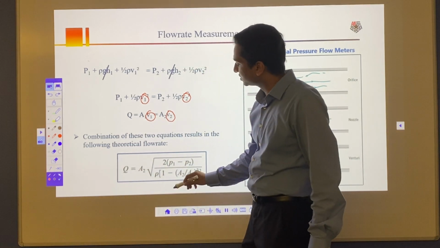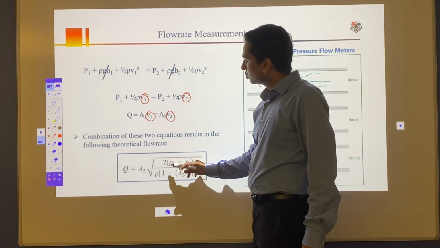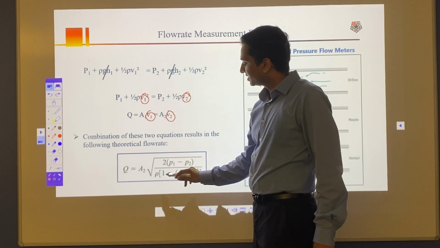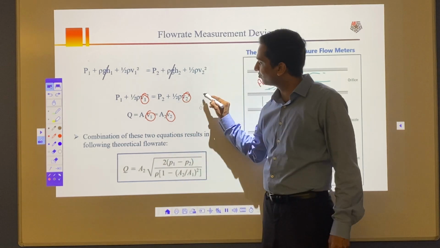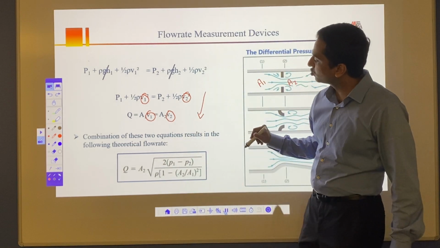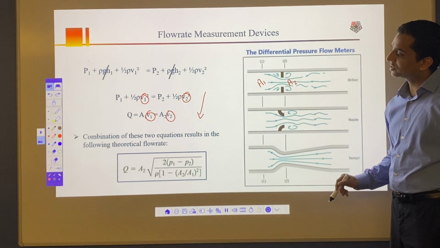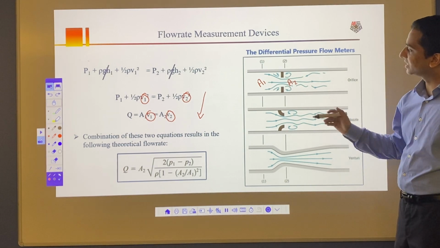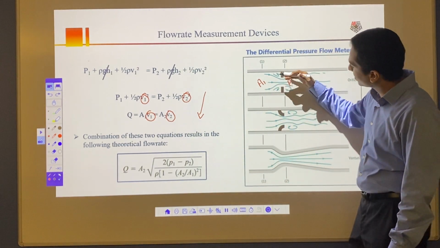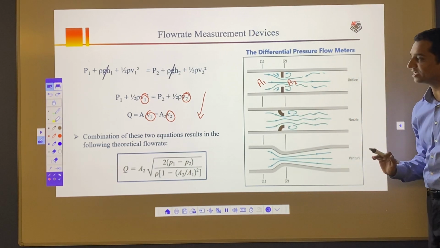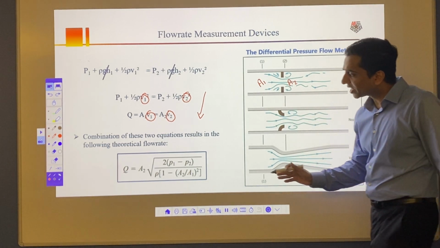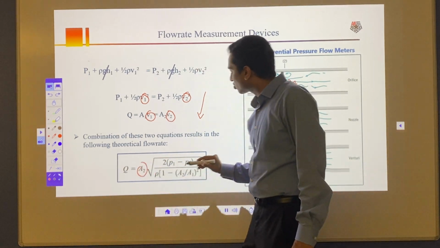Q, my flow rate, is equal to A2 under root 2 (P1 minus P2) by rho (1 minus (A2 by A1) square). So that's the equation you get if you play around with these two equations. You will get final equations like this for flow rate measurement. It means that with this equation I can measure a flow rate through these devices, whether it's an orifice meter, nozzle meter, or venturi meter. If you look at this equation here, A2 is constant.